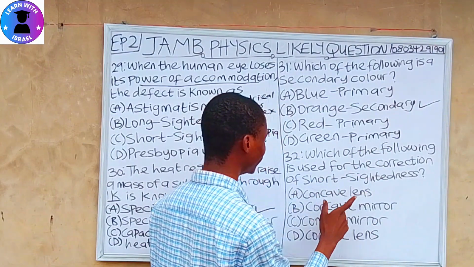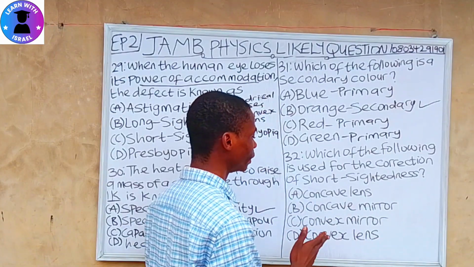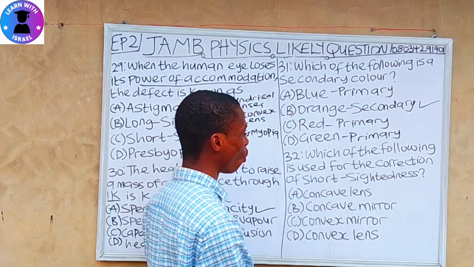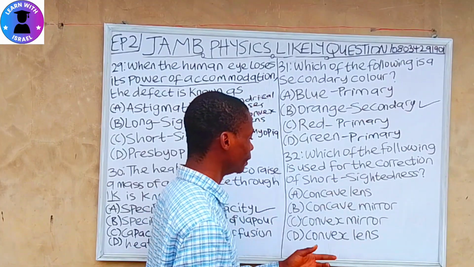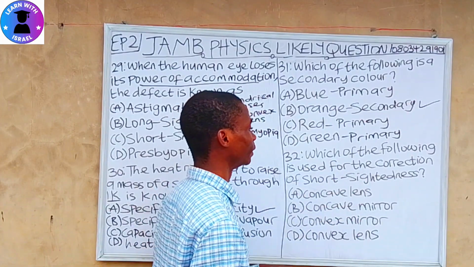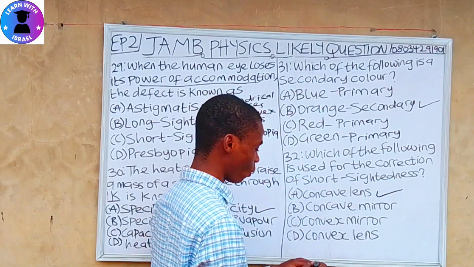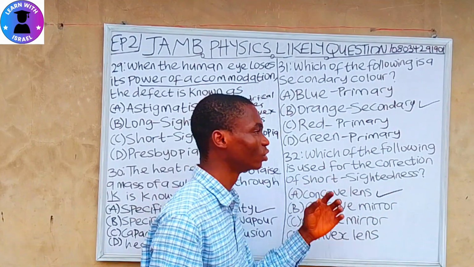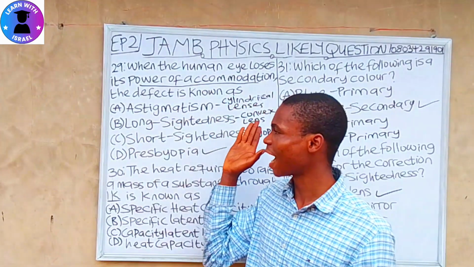Question 32. Which of the following is used for the correction of short-sightedness? A, concave lens, B, concave mirror, C, convex mirror, D, convex lens. So for the correction of short-sightedness, the concave lens is used, while the convex lens is used for the correction of long-sightedness, as I mentioned earlier here.